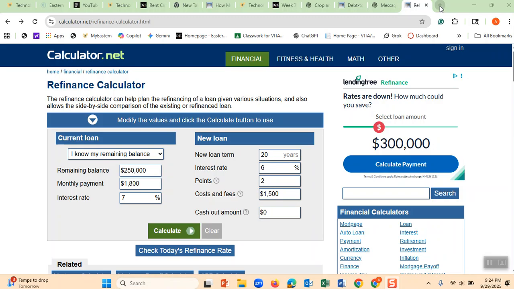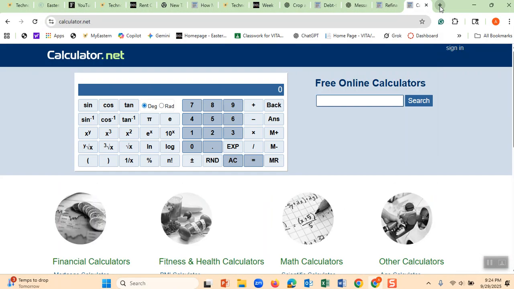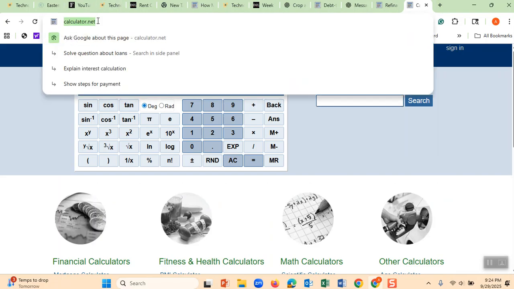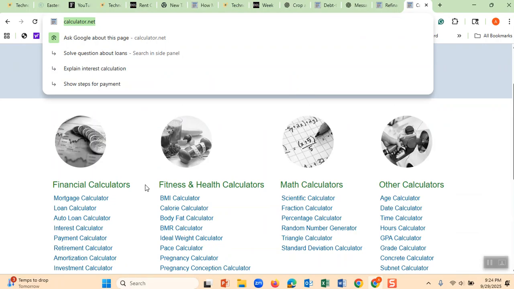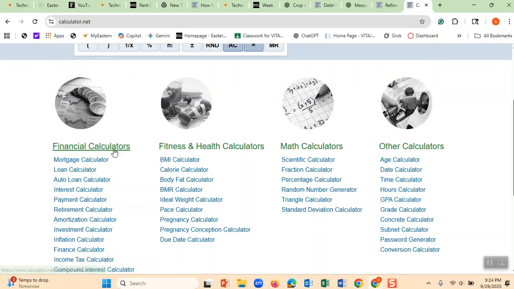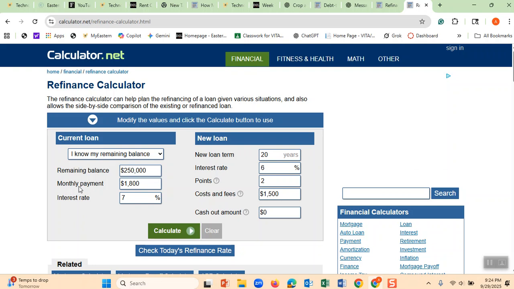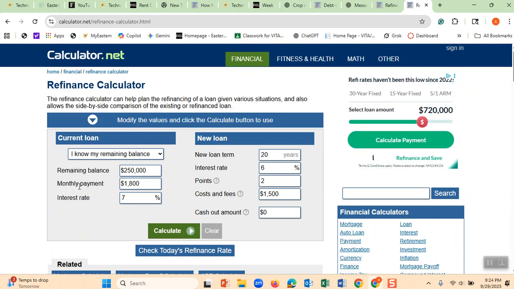This is a very interesting calculator which is called the refinance calculator. You might have a challenge finding this calculator. If you go to calculator.net, you might not see that calculator here, because you have to click first on this one. Although you see financial calculators here, you click here and then refinance calculator. This is a very powerful and interesting calculator.